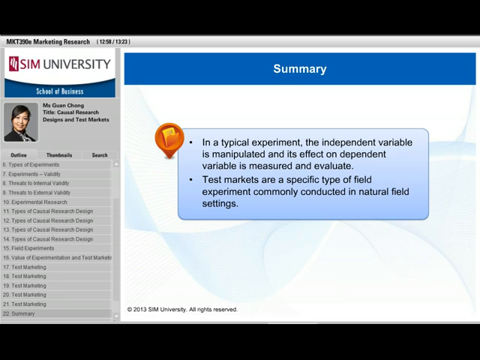To summarize, in a typical experiment, the independent variable is manipulated and its effect on dependent variable is measured and evaluated. Test markets are a specific type of field experiment commonly conducted in natural field experiments.